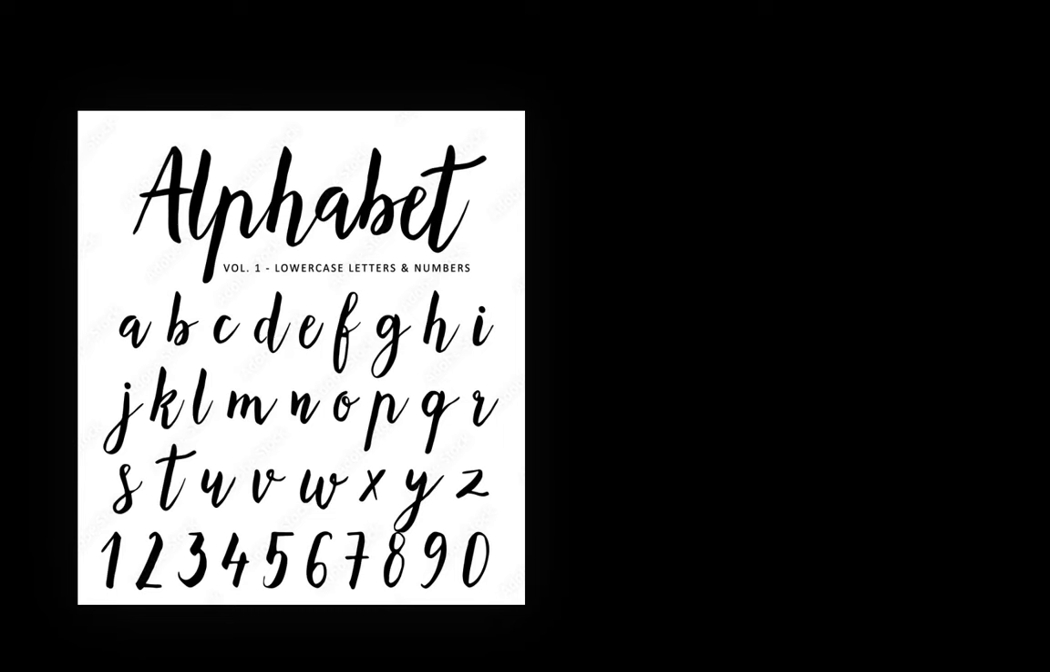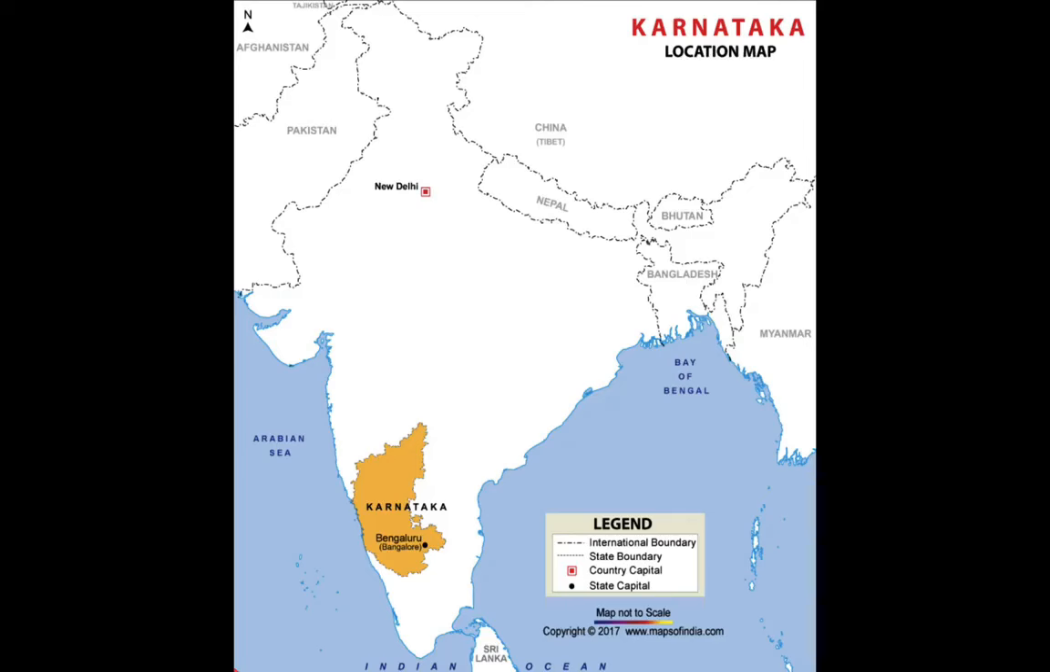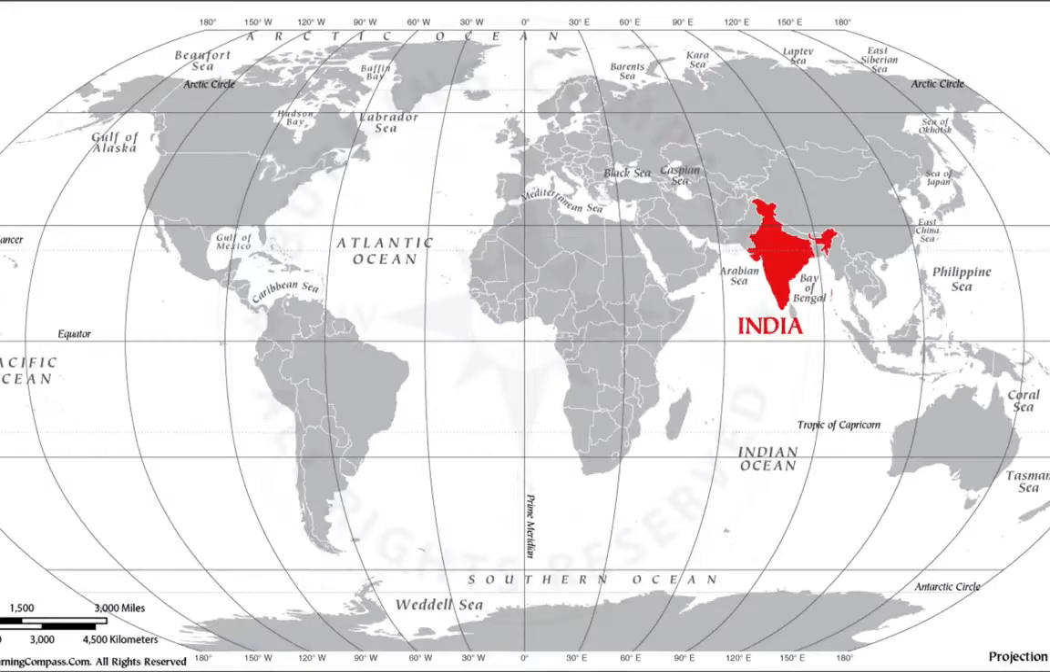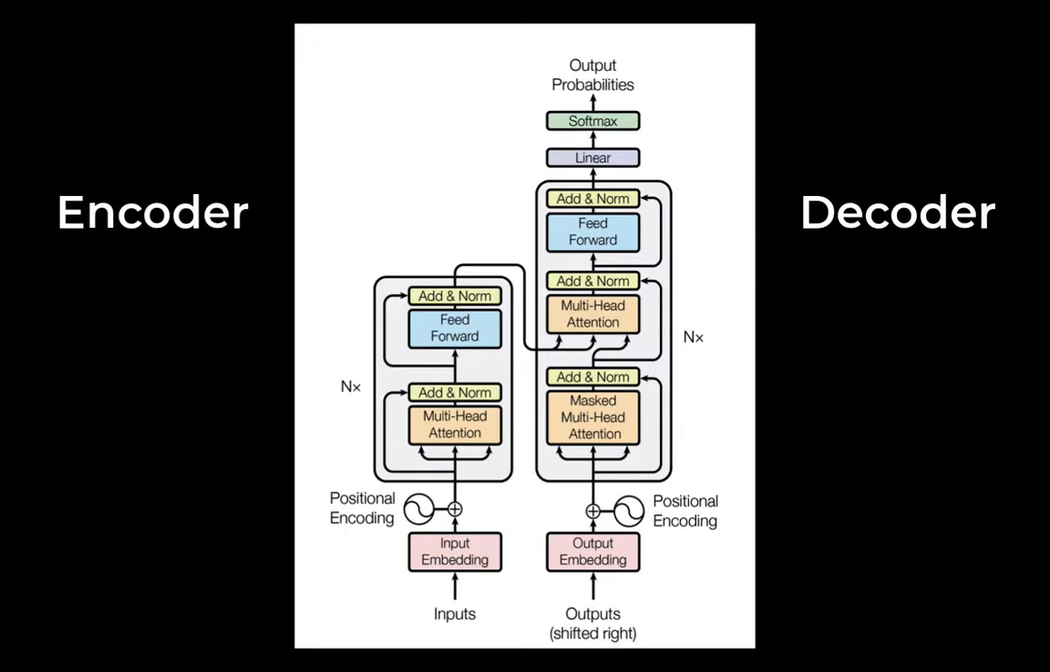And then to a language called Kannada, which I'm assuming you don't know because it's a very small South Indian language spoken in a very specific state, in a very specific country in the world. But I'm from that region, so I thought I would just create a translator to do so. Let's now talk about the high level of the transformer architecture.